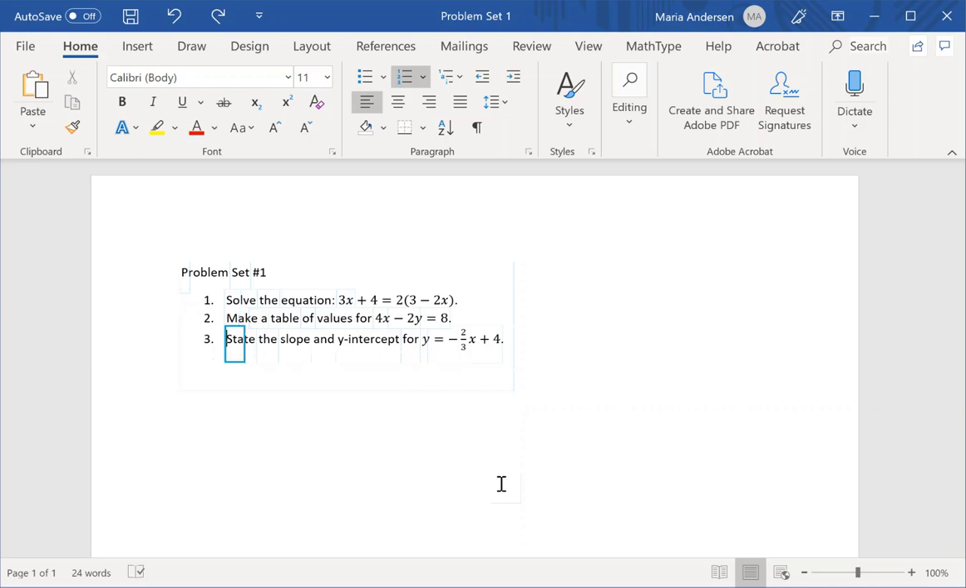3 of 3 level 1, 3. State the slope and y-intercept for y equals minus 2/3, x plus 4, space, y equals minus 2/3 plus 4.